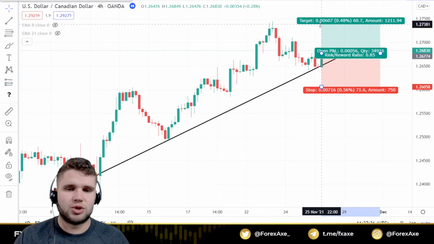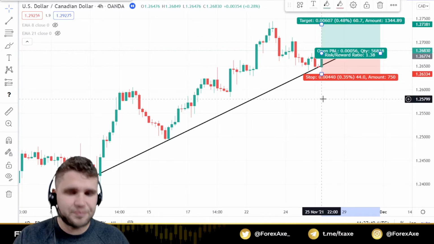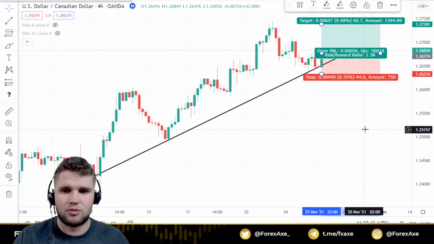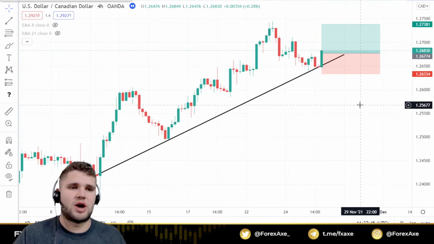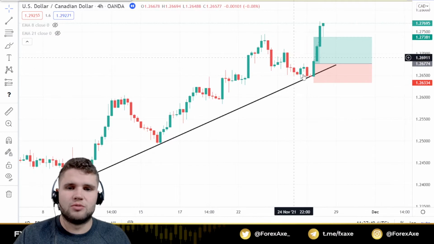Now it's up to you. Do you want to target the equal highs? That could be a really nice option. And you know, a risk to reward of 1.4 roundabout is still a great trade. So there we go, smashed it, and we've seen that bounce.